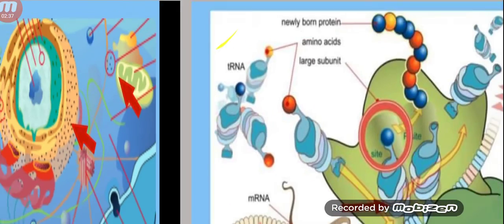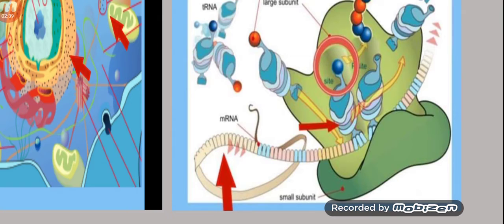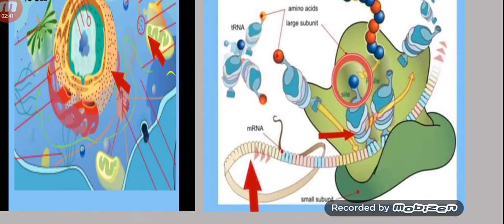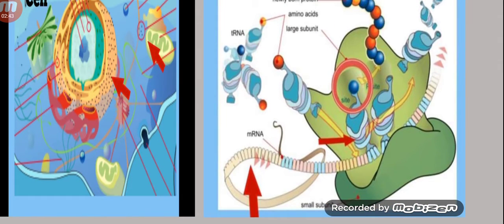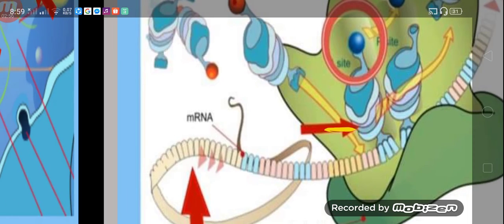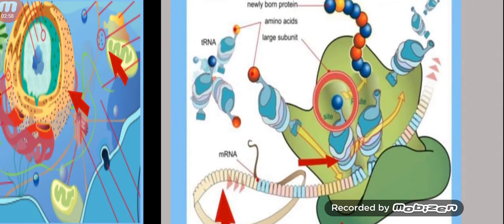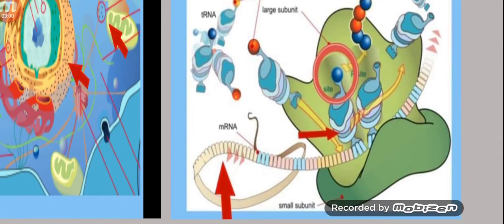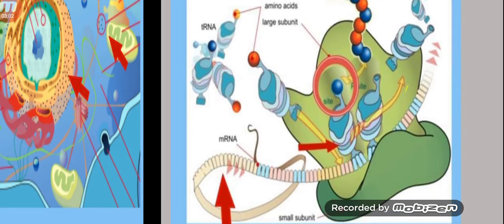So in the next picture, it shows how the proteins are made. First, the mRNA created at the nucleus travels to the ribosome. Tada! This whole green alien-like structure is the ribosome.